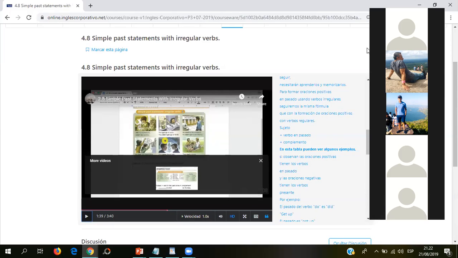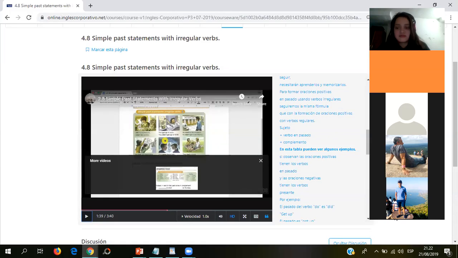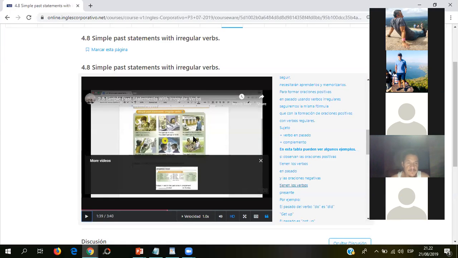Esto es lo que ya habíamos estudiado, si se fijan. It's what we had already studied, except that now you have irregular verbs. Okay, we're going to pay attention to that. So, I'm going to send you a chart right now. Check your WhatsApp, please. Let's take a look.